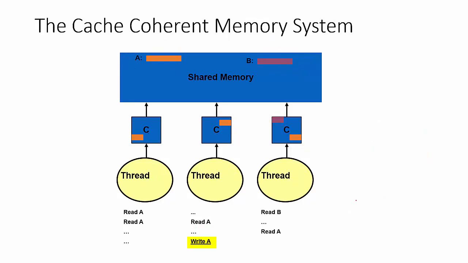But now comes the interesting thing. Thread 2 updates A. What will happen? This is the crucial thing here. What will happen? Well, we're going to invalidate all the other cache copies.